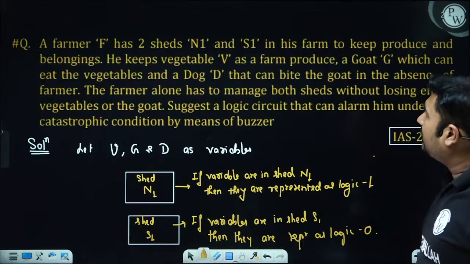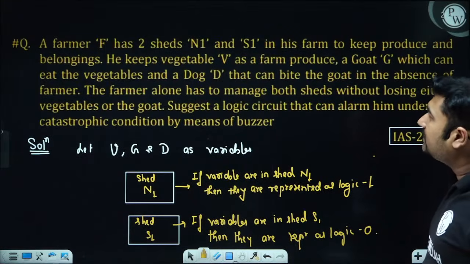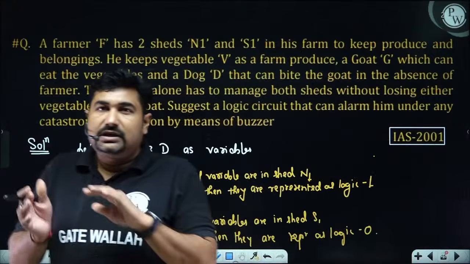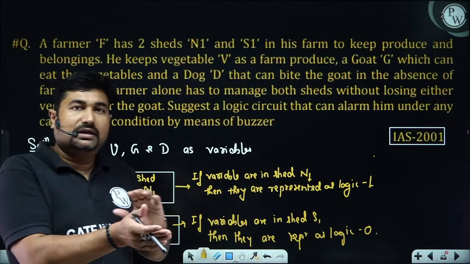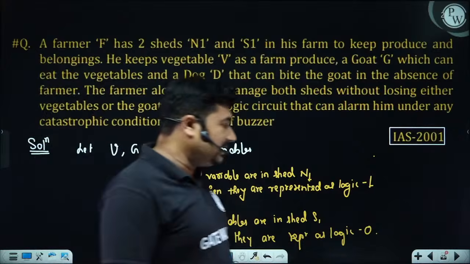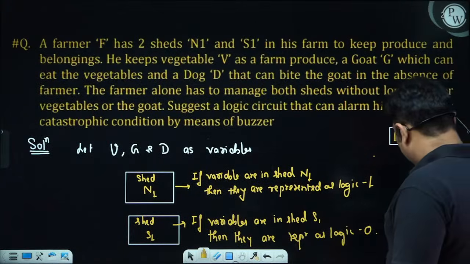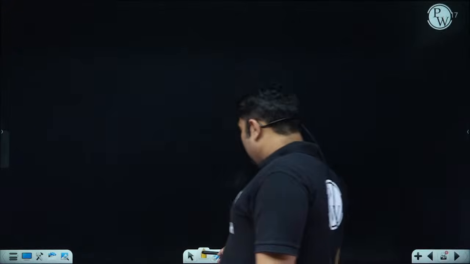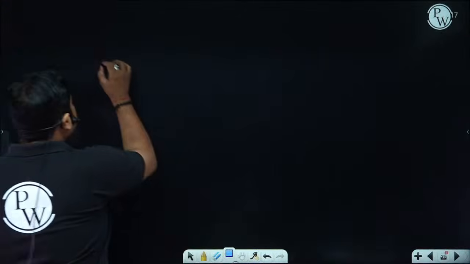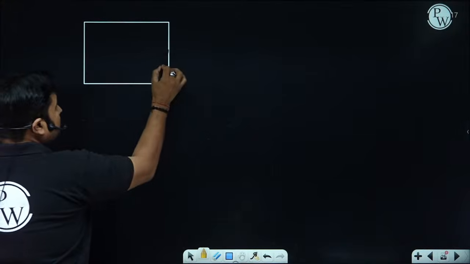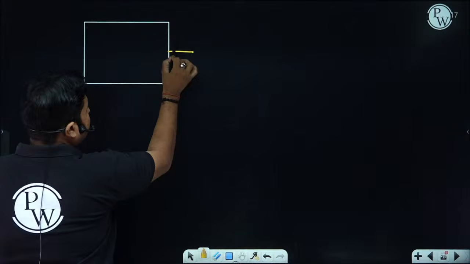We have to design a buzzer, and the buzzer will buzz only when a catastrophic condition comes, like when the dog bites the goat or the goat eats the vegetables. If any such condition happens, then the buzzer will turn on. So we can define the buzzer circuit.